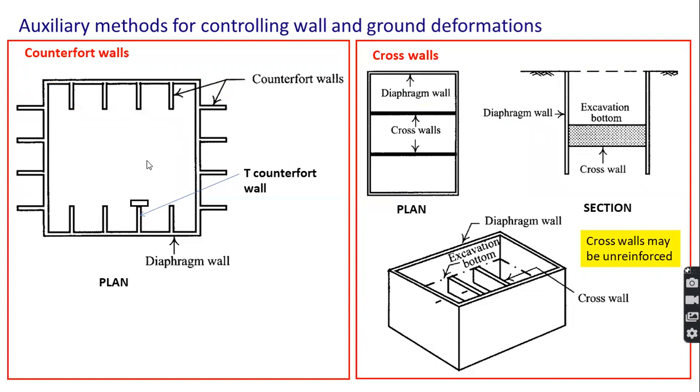And some other auxiliary methods are also explained here. Creating counterfort walls, right? Below the excavation level, we can think of creating counterfort walls to reduce the wall deformation. Then cross walls, right? This is like a kind of soil strut. It can be reinforced or unreinforced, cement mixed or jet grouted. Cross walls can be constructed below the bottom of the excavations to stiffen and reduce the wall deflection.